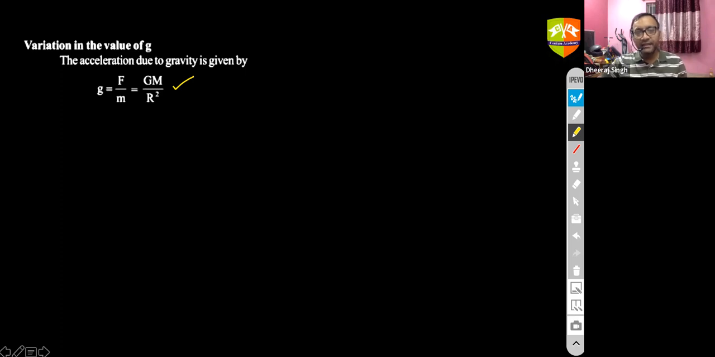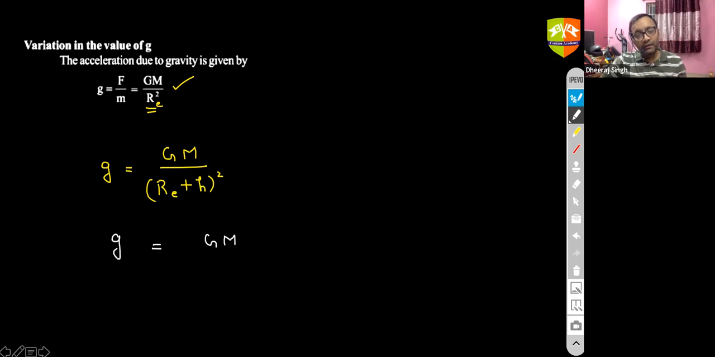On the surface, it is GM by radius of the planet square. When you go above, let's say from the center, if you are at a certain distance h from the surface, so it is GM by R_e plus h whole square. Now in our textbook, they have given us some approximation, right? Approximately g is g naught into 1 minus 2h by R_e. Do you remember this?